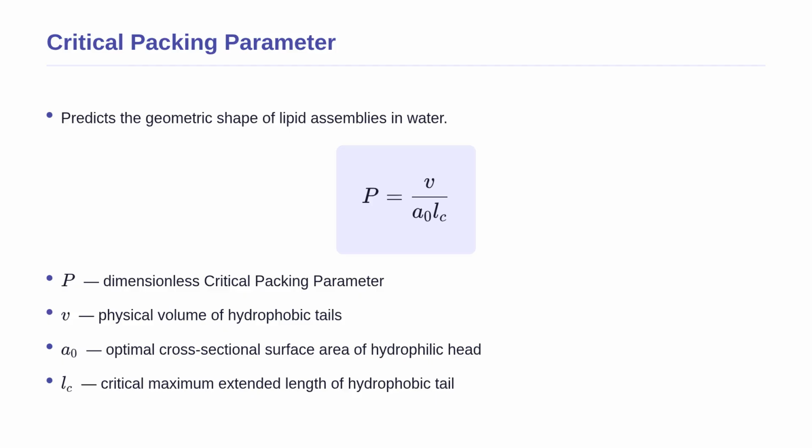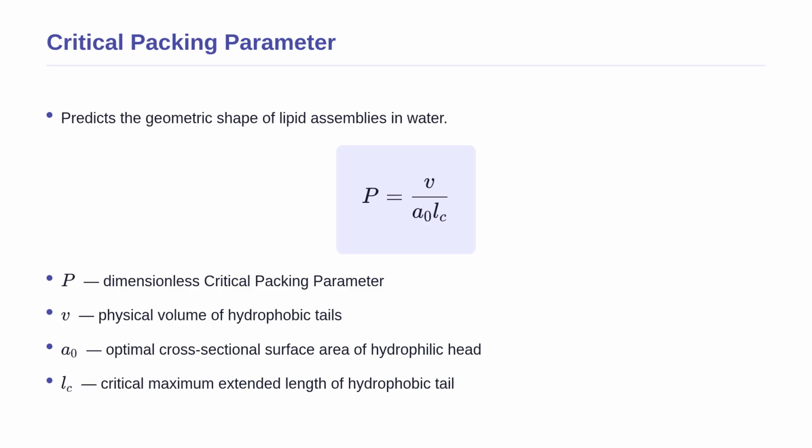This structural behavior leads us to an important mathematical question. Why do phospholipids form flat bilayers instead of spherical droplets? Scientists use a concept called the critical packing parameter to predict this. The formula is P equals V divided by the product of A0 and LC. Conceptually, this compares the actual volume of the lipid tails to the theoretical volume of a cylinder.